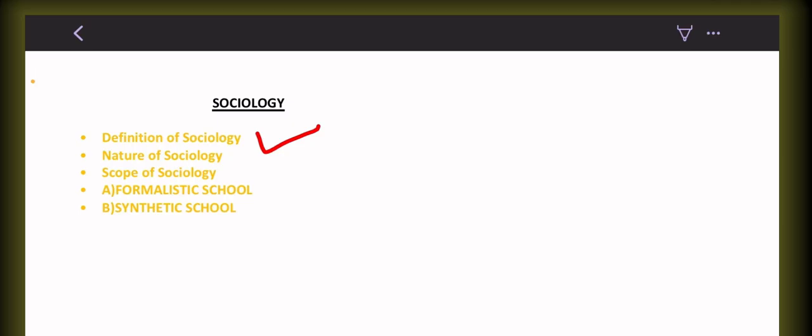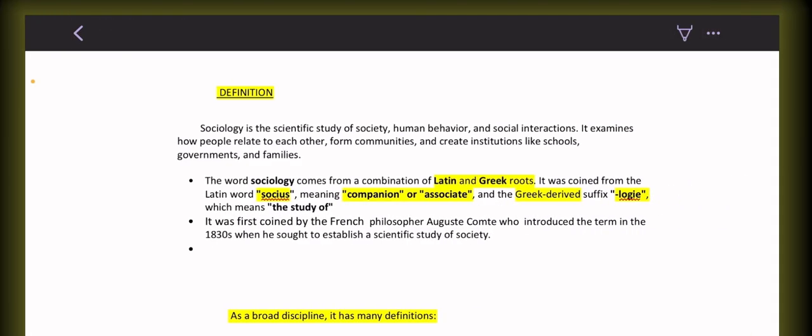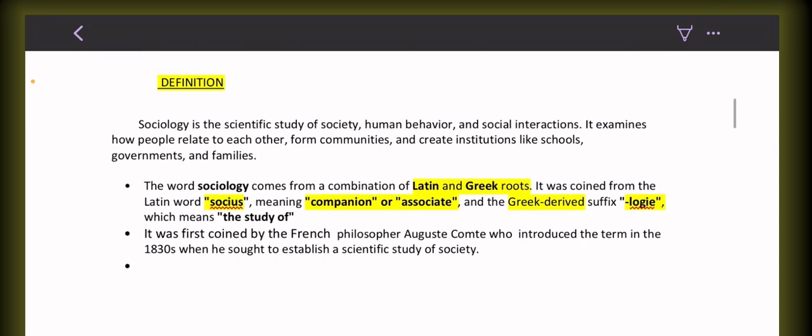Now, let's have a deeper look into the topics. First, let's try to define sociology in common language, in easy language. Sociology is the scientific study of society. It also studies human behavior and social interactions. It examines how people relate to each other and form communities and create institutions like schools, governments, and families.